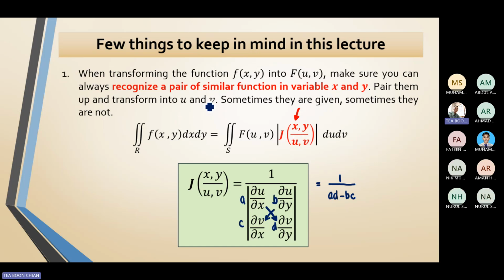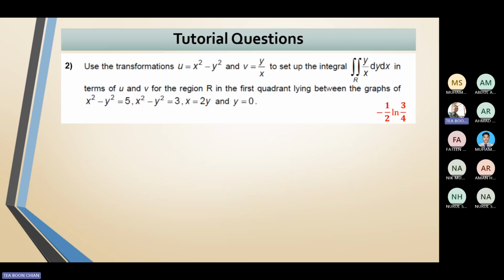And sometimes the U and V will be given and sometimes they are not. So you just need to recognize the function and pair them up. Now, under this UV transformation, I actually picked 2 questions from the tutorial slides. The first I want to go through with you is question number 2. When you try to solve the UV transformation, please be a bit flexible. Sometimes you have to twist your mind a bit to recognize how to make everything into UV from XY. So here, the second question from the tutorial, from the lecture slide.